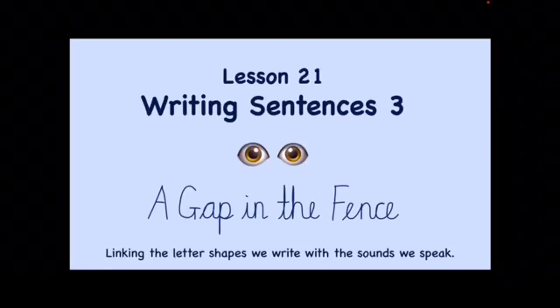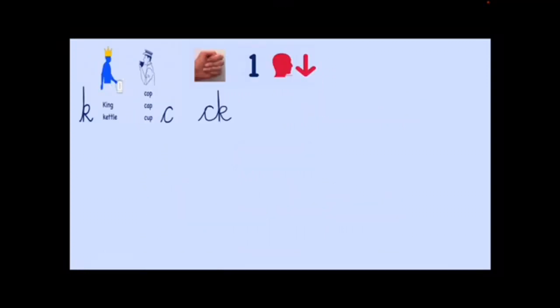Hello again. Writing Sentences 3 is a new activity that will bring together all of the skills you have been learning. And you will be writing a story using those skills. A story all about what was seen in the gap in the fence. So, what have you been learning?